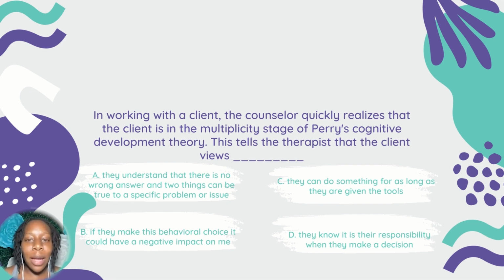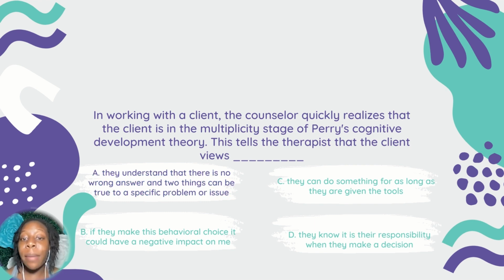All right. So in working with a client, the counselor quickly realizes that the client is in the multiplicity stage of Perry's cognitive development theory. This tells the therapist that the client views what? All right. The answer choice is A. So if we think about Perry's cognitive or intellectual development stages, you will want to think dualism, multiplicity, contextual relativism, and contextually appropriate. So it goes from dualism to multiplicity to contextual relativism, and then to contextually appropriate. So dualism to multiplicity, the transition is uncertainty, ambiguity.